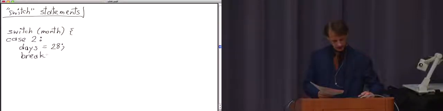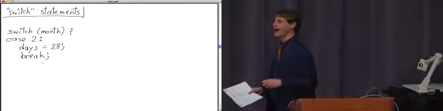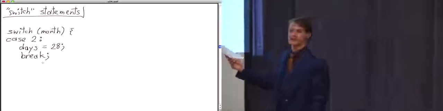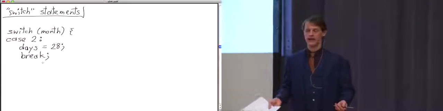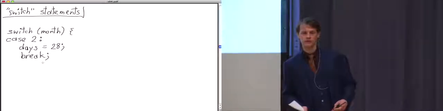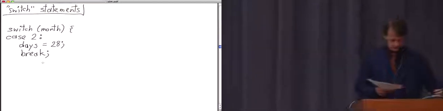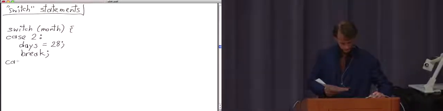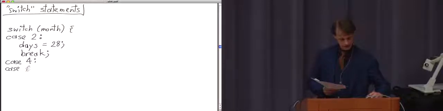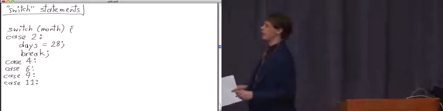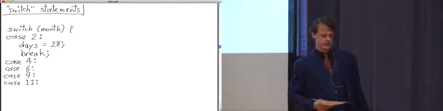And so I write my code that assigns the number of days, and then I end this particular case with a break statement. The break statement tells Java this case is over, don't execute code from this point on. But then we can write another case. So April has 30 days, but so does June, and so does September, and so does November. So what I'm going to do is combine 4 cases into one. These are 4 different months that all have 30 days.